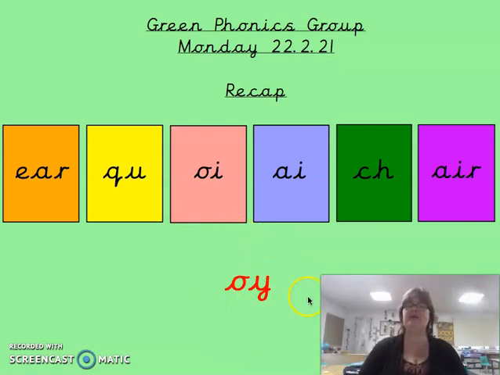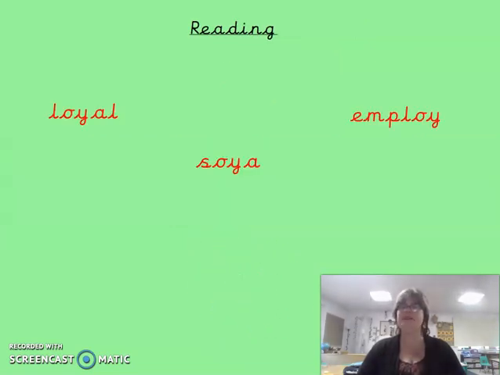Okay, now today, all the spellings that we're doing will have this sound in because this is the one we're practicing today. Okay, so even though that one makes the oi sound today, this is the one we're practicing. Let's have a look at what we're going to read today. So as per usual, we've got 3 words on screen. Have a look at them, sound them out, come back to me when you're ready.